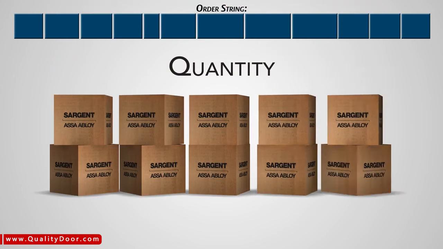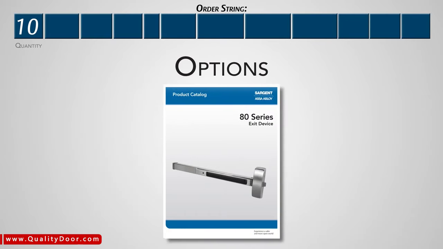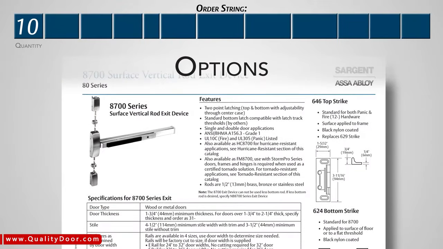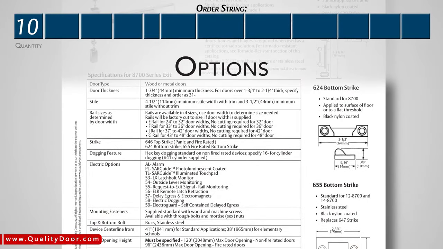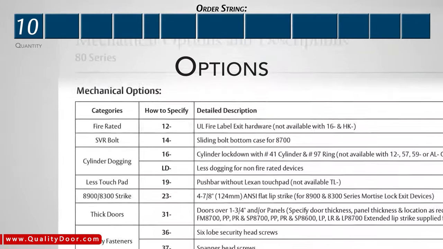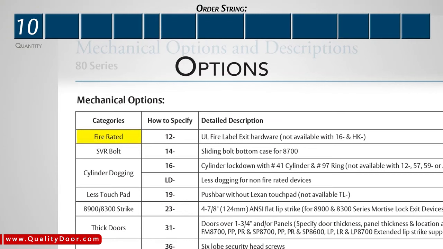We'll start by entering the number of exit devices needed. For this example, we'll order 10 exit devices. No matter what type of exit devices your project requires, you must begin choosing the desired options. Since our sample project requires devices that are fire-rated, we'll enter the option code 12 in Options. If additional options are needed, just include the additional codes in the same field.